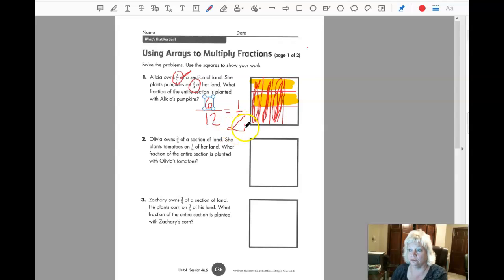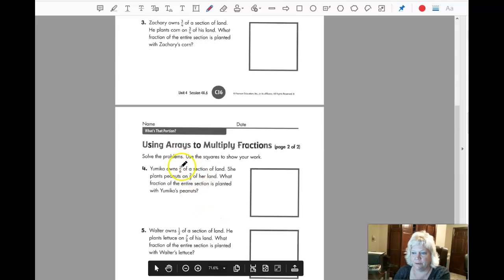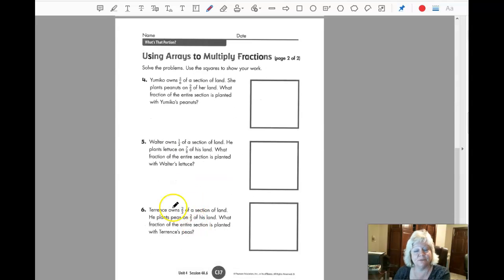When you do this, use 2 different colored pencils. That's just the easiest way to do it. You're going to do this problem, this problem, this problem, this problem, and this problem.